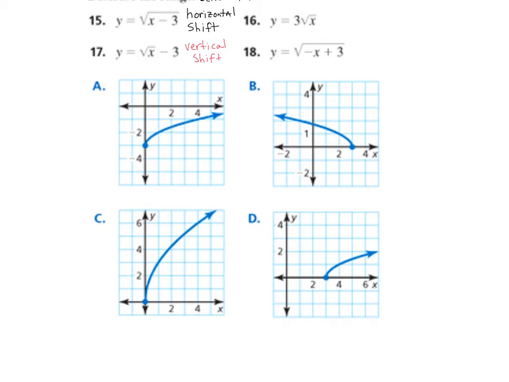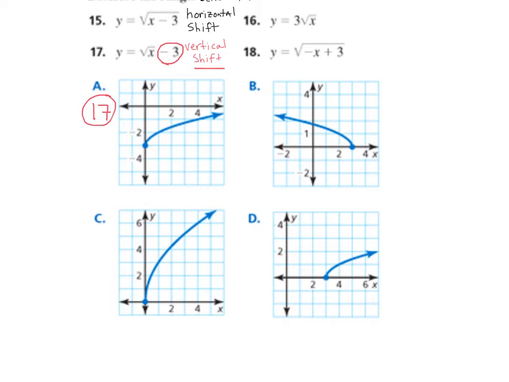Now, obviously, immediately I notice that 17 is A. The reason is, this is 17, and 17's A because this negative 3 right here gives us vertical shift. It just tells us that we take the normal parent graph and move it down 3 units, which we did, and that's the graph you get. So 17 is obviously A.